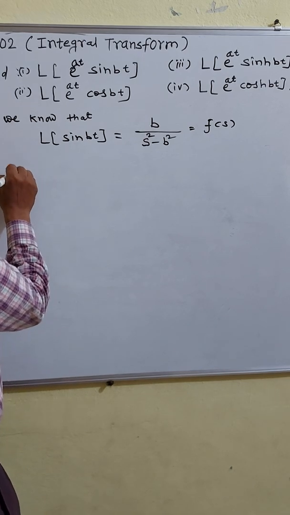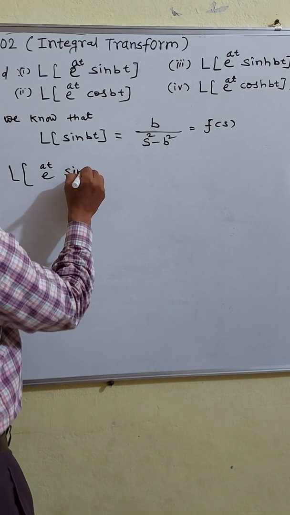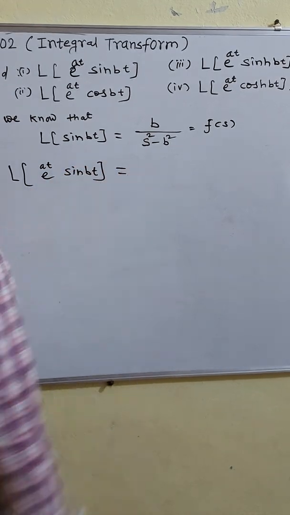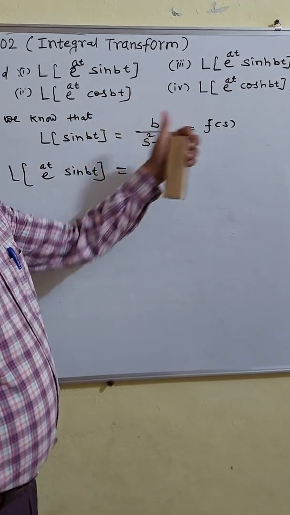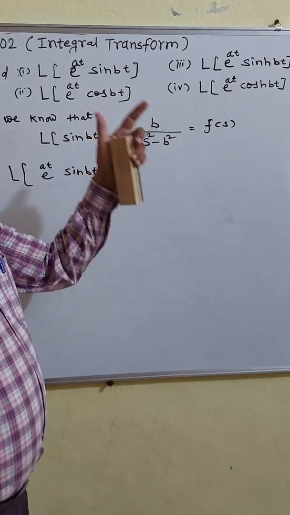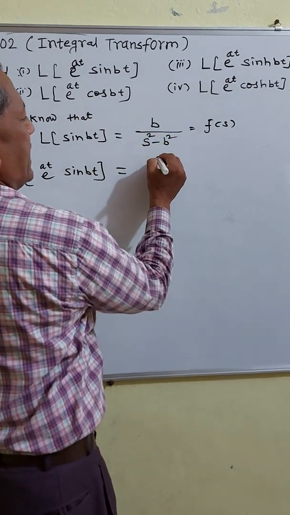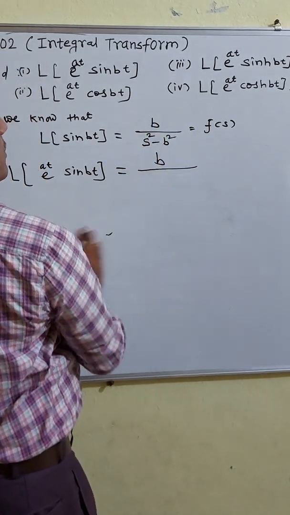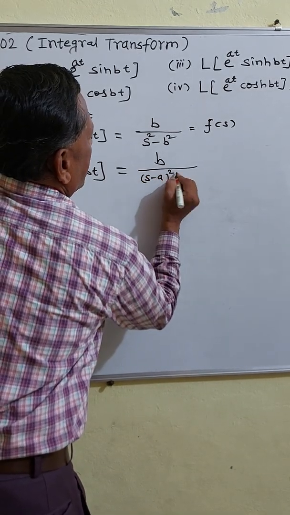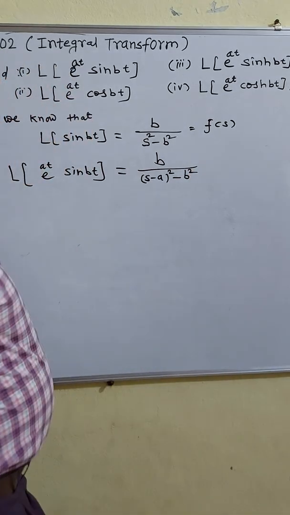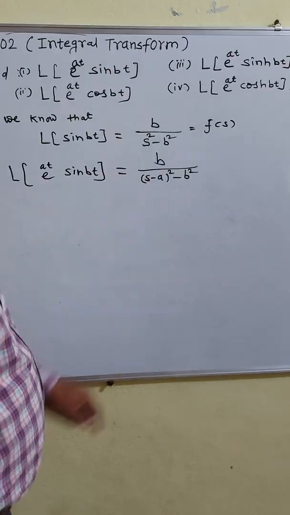Therefore, by using the shifting theorem, Laplace transform of e raised to at into sin bt. This can be written as, if Laplace transform of f of t is equal to f of s, then Laplace transform of e raised to at into f of t is equal to f of s minus a. Here you replace s by s minus a. Therefore, it is equal to b upon s minus a whole square plus b square. This is the Laplace transform of e raised to at into sin of bt.